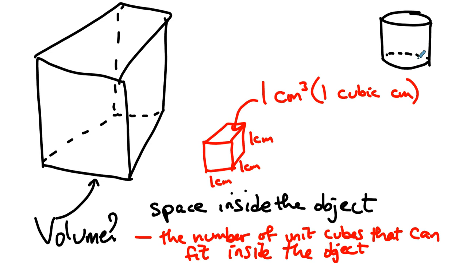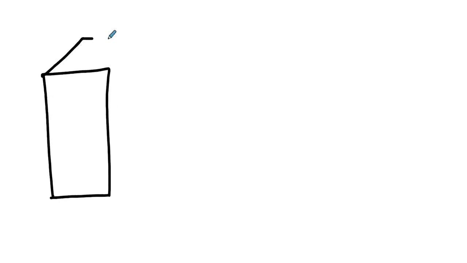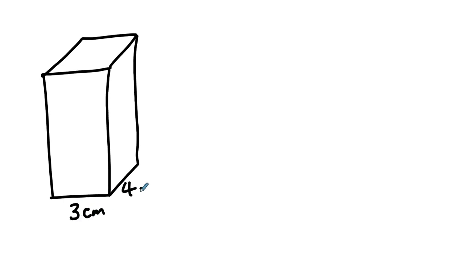Let's look at the prism. The rectangular prism. Let's make this 3 centimeters and let's make that 4 centimeters and let's make this 10 centimeters. And let's see if we can find the volume of the prism. Well, if we're looking to stack unit cubes, we can put 3 unit cubes along this side and we can put 4 unit cubes along this side.